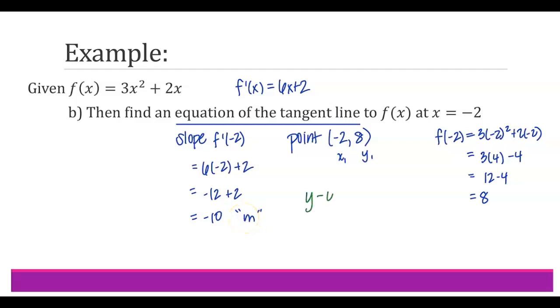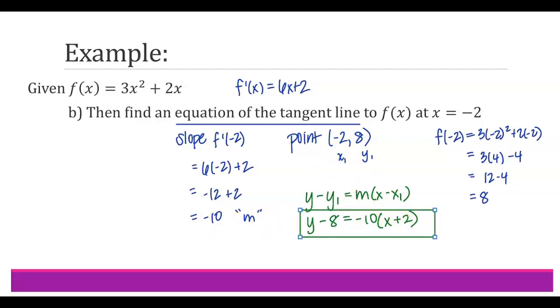So we know y minus y1 equals m times x minus x1 is the equation for a line in point slope form. So let's go ahead and just plug in our information. So we have y minus 8 equals negative 10, and then x minus negative 2 is x plus 2. So plug in y1, plug in m, plug in x1, and this is our equation of the tangent line.